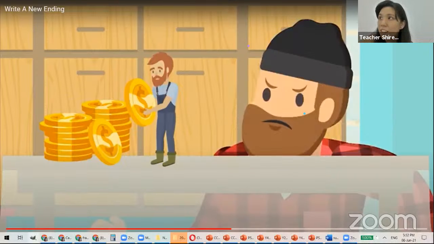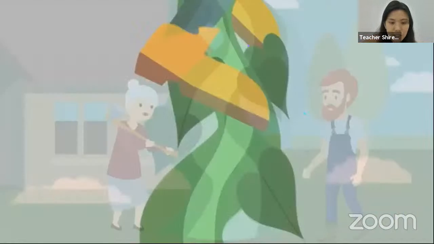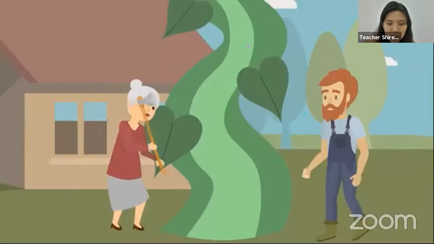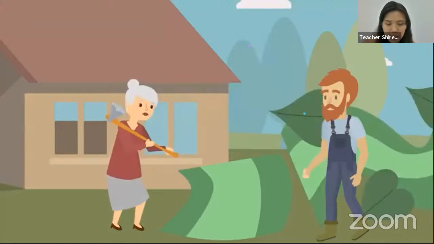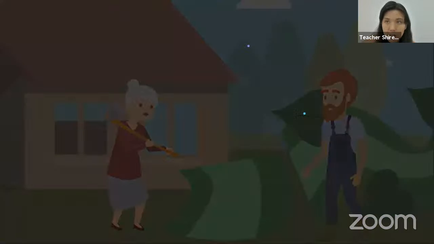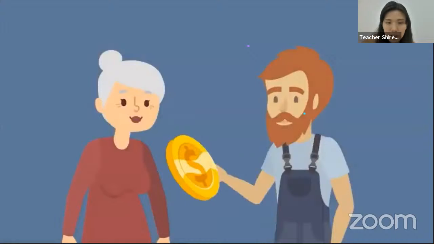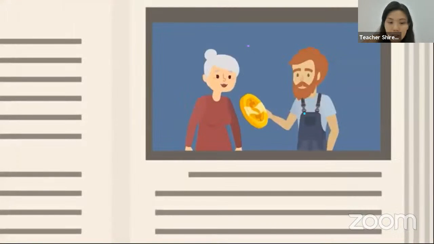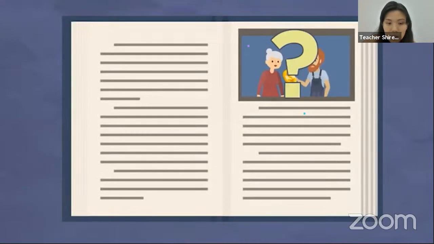catches him and chases him down the beanstalk. As he climbs down, Jack's mother chops down the stalk, defeating the giant who falls to the ground. With the giant's gold, Jack and his mother live happily ever after. How could this story have ended differently?